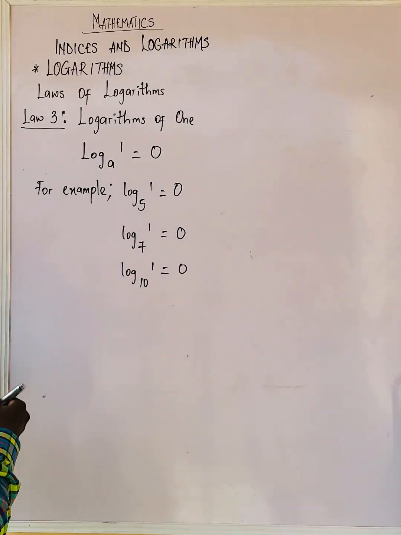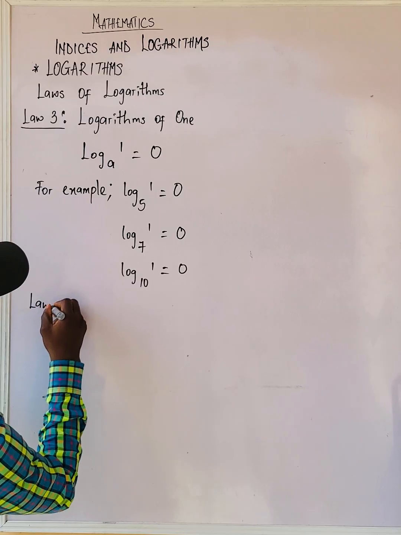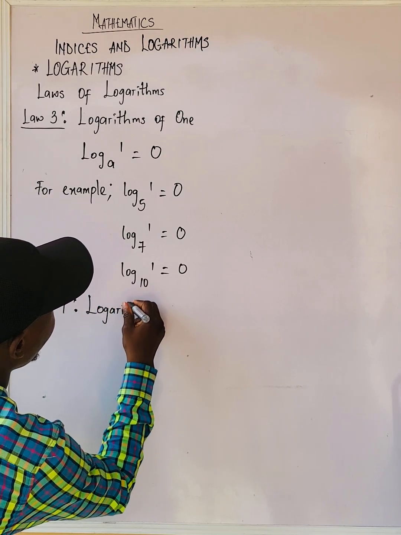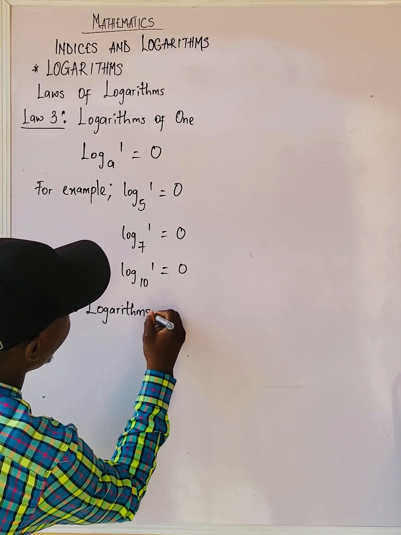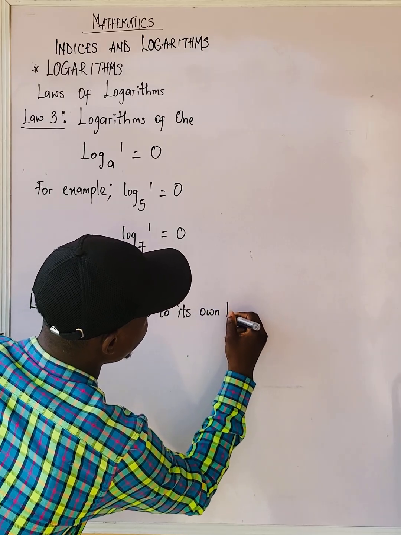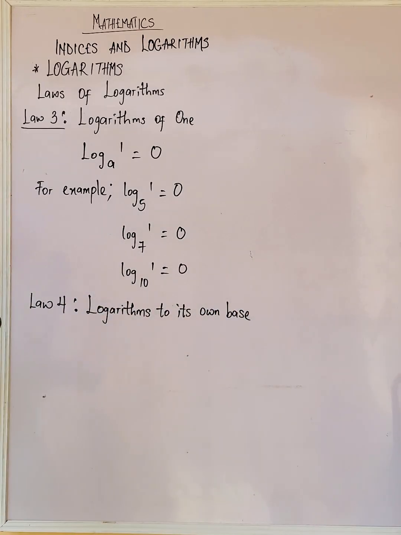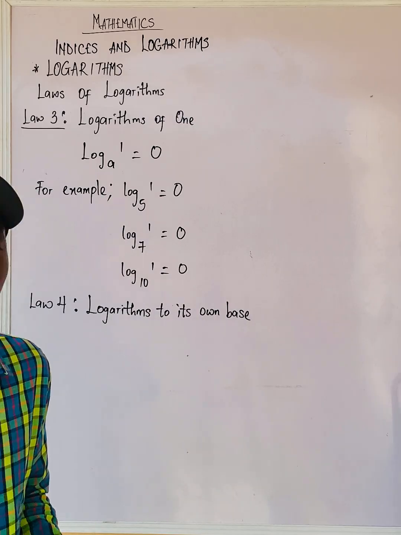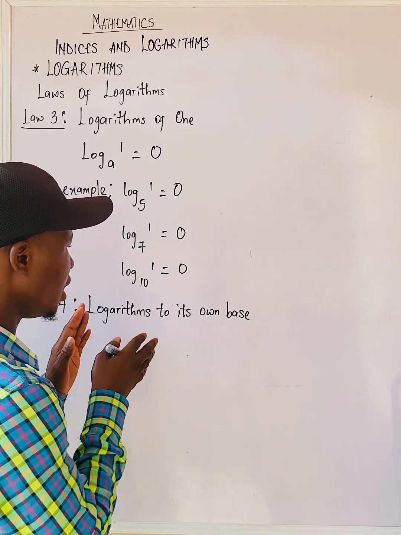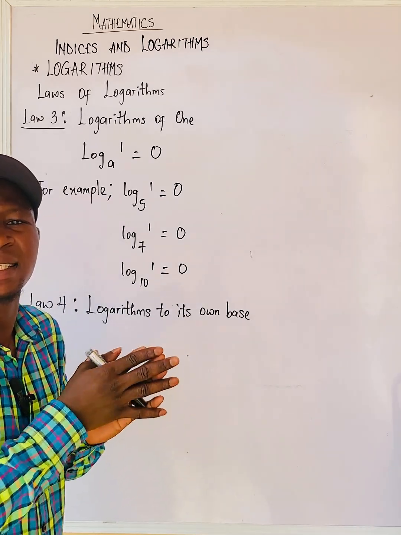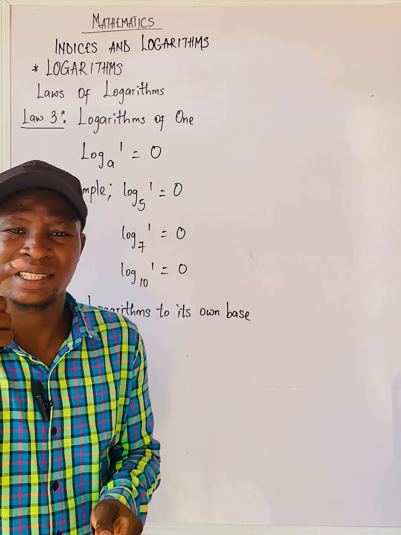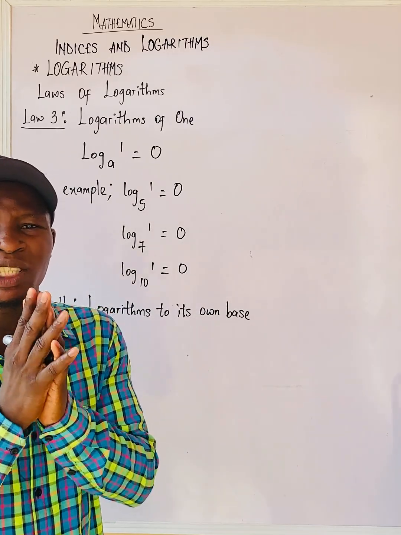Now going to the fourth law: logarithm to its own base. What is this law telling us? It means that if the number of a logarithm is the same as its own base, then the result will be 1.